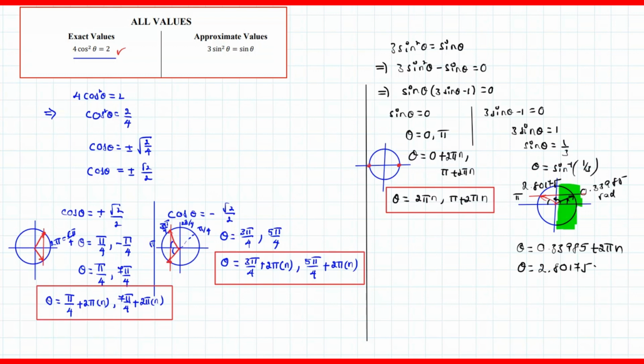Okay, so now this equation has the solutions theta equal to 2 pi n and pi plus 2 pi n, and theta equal to 0.33985 radians plus 2 pi n, and theta equal to 2.80175 radians plus 2 pi n.